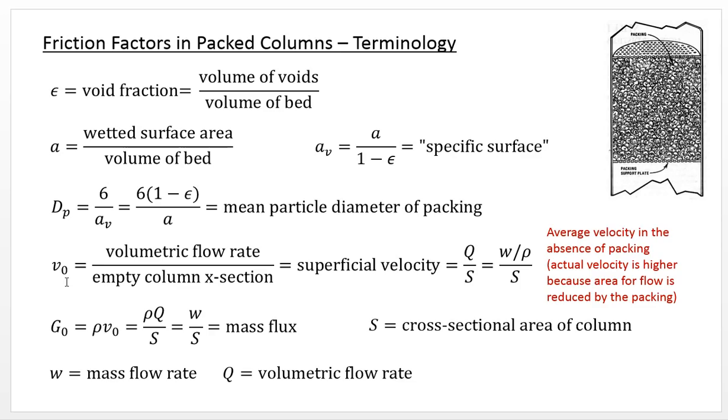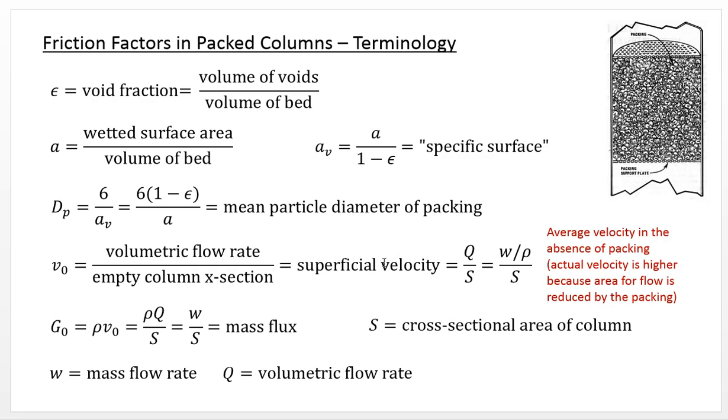Something that's very good to be aware of, though, and to understand what it means, is v naught. It's known as the superficial velocity. It's the ratio of the volumetric flow rate to the cross-section of the empty column or tube. So this is also the ratio of the volumetric flow rate Q to the cross-sectional area S. Volumetric flow rate is mass flow rate divided by density, so it's W over rho divided by S as well.